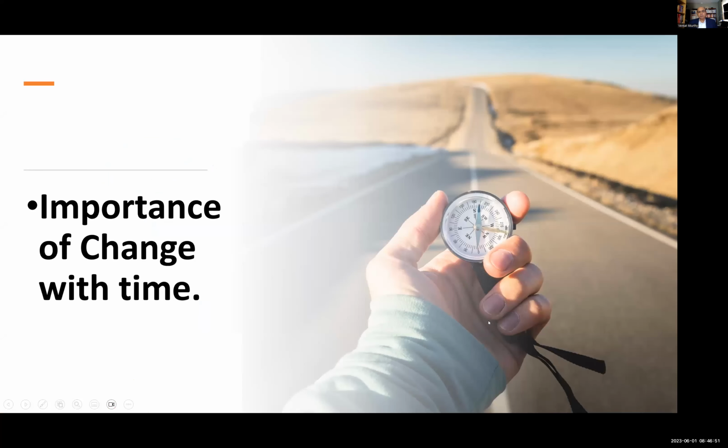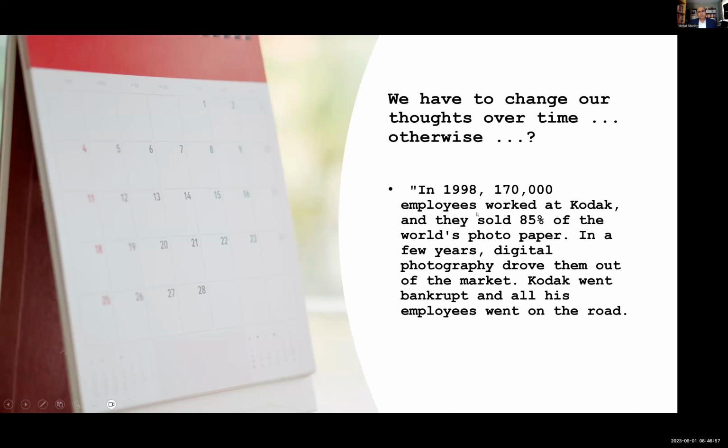See, the importance of change with the time. Everybody needs to change with the time for sure. For example, in 1998, 170,000 employees worked with Kodak. They sold 85% of the world's photo paper. In a few years, digital photography drove them out of the market. Kodak went bankrupt and all its employees were out on the road.